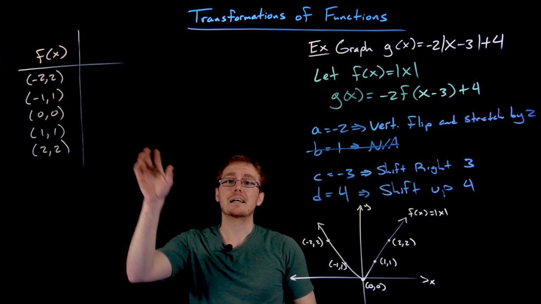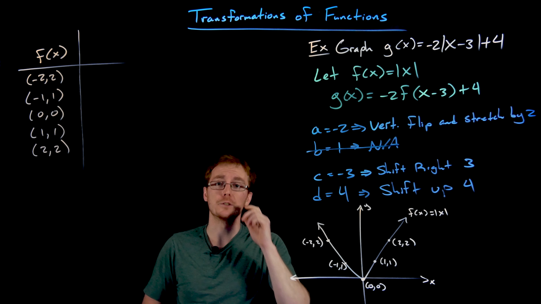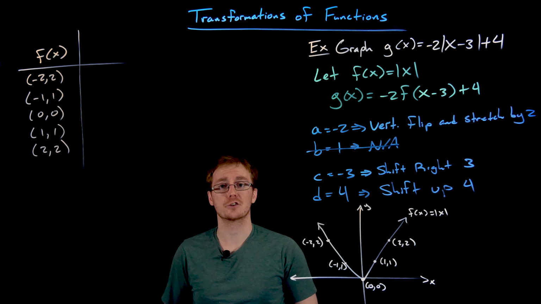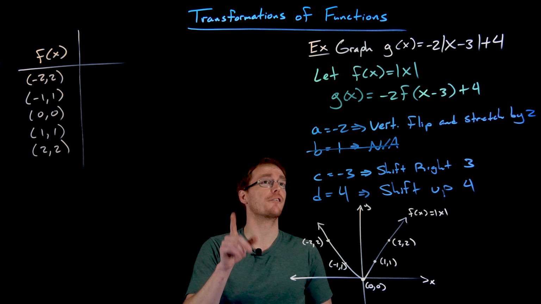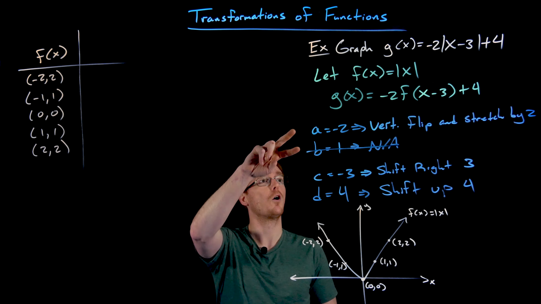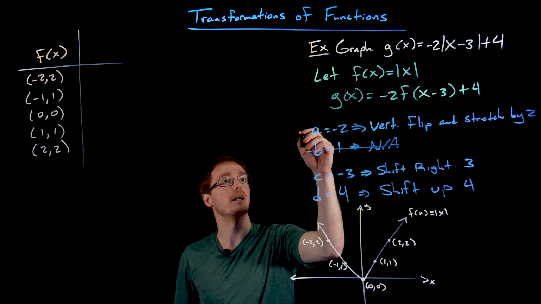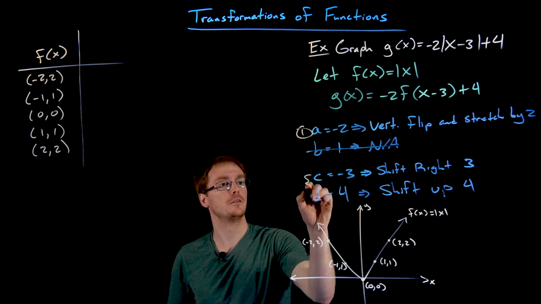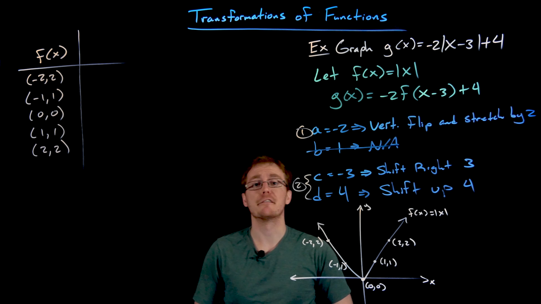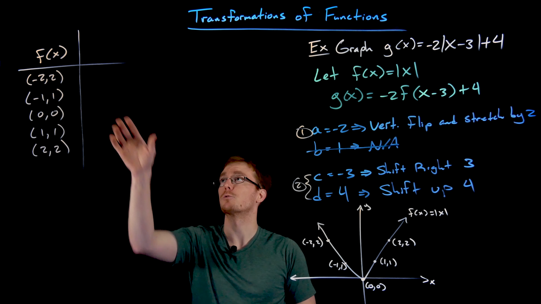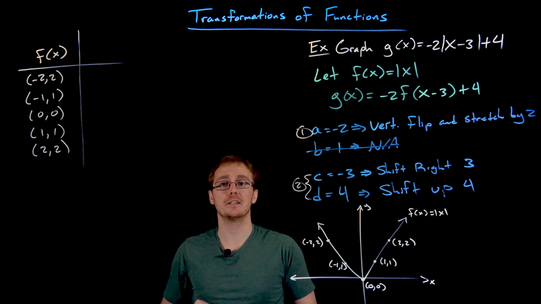So now in the next column of my table, I'm going to perform our first set of transformations to our starting function and its key points. And remember, our first set of transformations are all the vertical stretches, compressions, and flips. So we just have a vertical flip and a stretch by a factor of 2 happening here. So we'll just perform that transformation in this column.